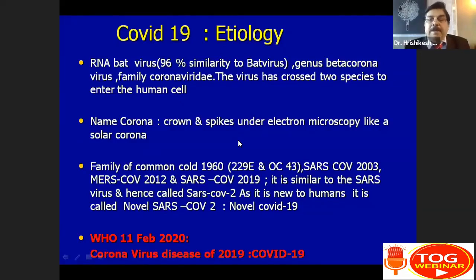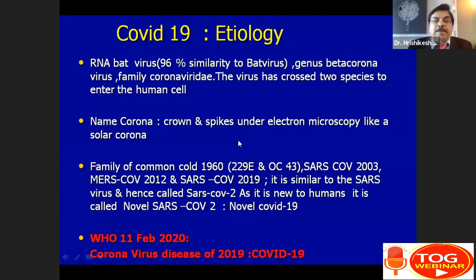Then we had the SARS-CoV virus in 2003, which was called the SARS epidemic. Then we had the MERS-CoV virus, which was discovered in 2012. And there were three epidemics in 12, 13, and 14. And then this virus suddenly came up in China, and it's called the SARS-CoV 2019 virus. It is similar to the SARS virus, and hence it is called SARS-CoV-2.